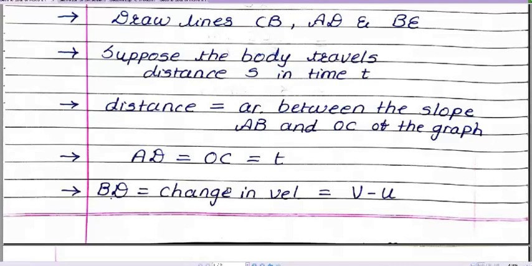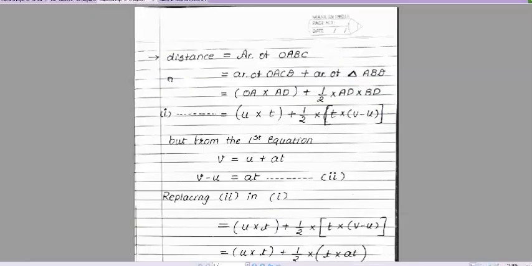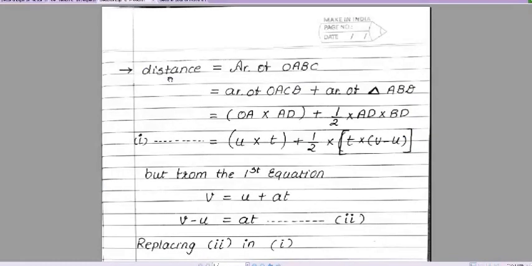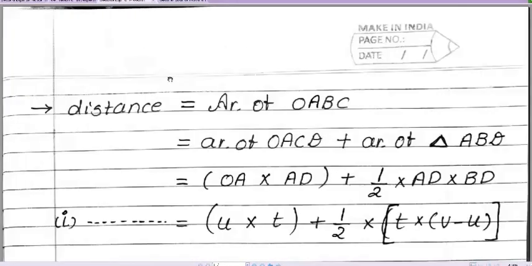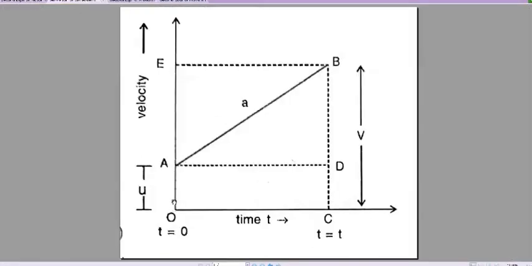Now, this much we need to understand from the graph. All right, so now we can start doing our calculation to derive this first equation from the graph. Using this graph, we can say that this distance is actually the area of OABC. So this is your area OABC.